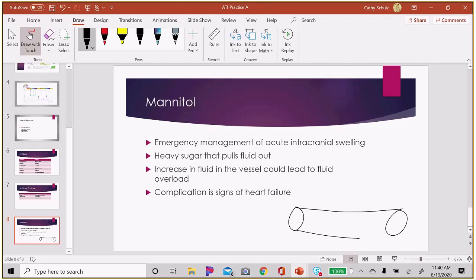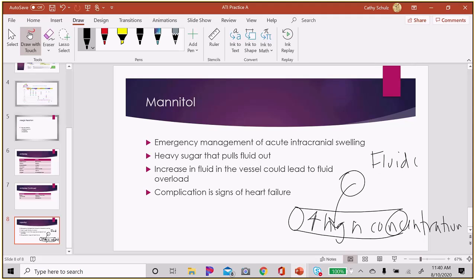So if the concentration inside the blood vessel is very high, because you gave this heavy sugar, then the fluid will be pulled out of any cell to go into the vessel, which is good for the brain, because the brain is swelling. The cells of the brain are swollen. So if I give this heavy sugar, I can very rapidly pull fluid out of cells in the brain to bring the swelling down, because obviously there isn't room in the brain for swelling because it's in the enclosed skull.